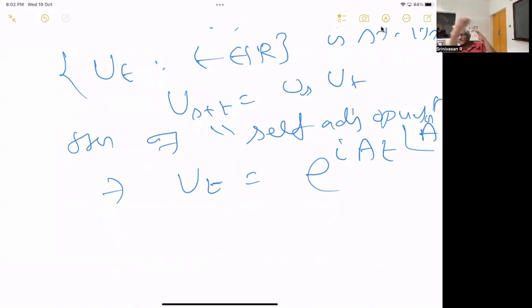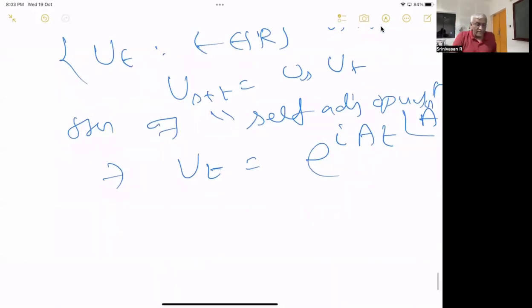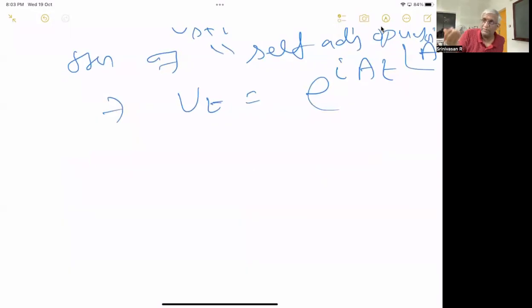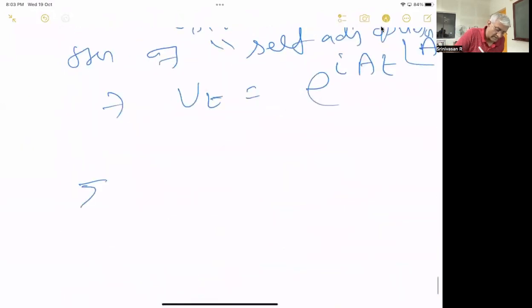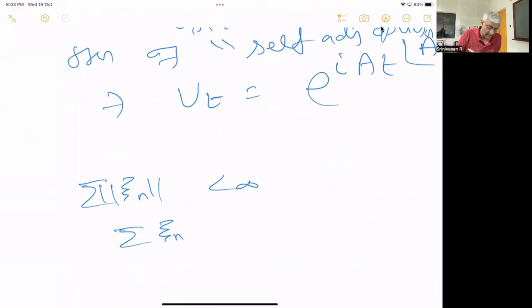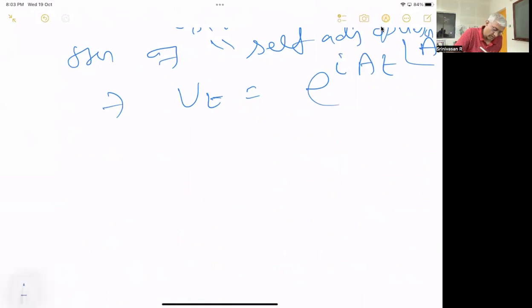You can make sense of it using the summation: E power A equals identity plus A plus A squared by 2, and so on. That will converge, because if you take the norm, it will absolutely converge in a Banach space. In a Banach space, if you have a series summation x n with summation of norm x n smaller than infinity, then the series exists in the Banach space. So you can always make sense of E power an operator.